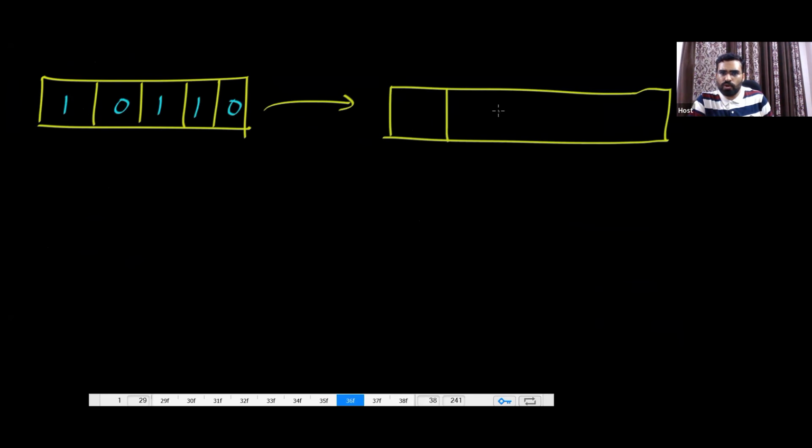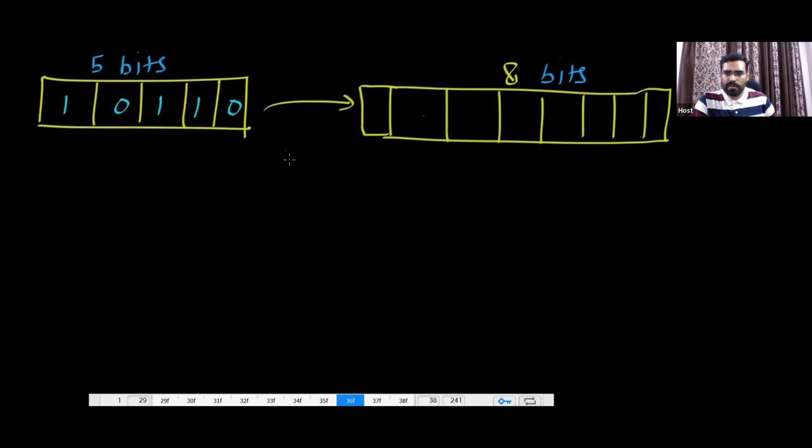The same data I want to copy from 5 bits to 7 bits. Okay, 1 2 3 4 5 6, I think 1 2 3 4 5 6 7. Okay, so the same data I want to transfer. Here you have 5 bits, and I want to transfer this data into, let's assume, 8 bits. Okay, let's take 8 bits. So in 8 bits, I want to transfer this data.